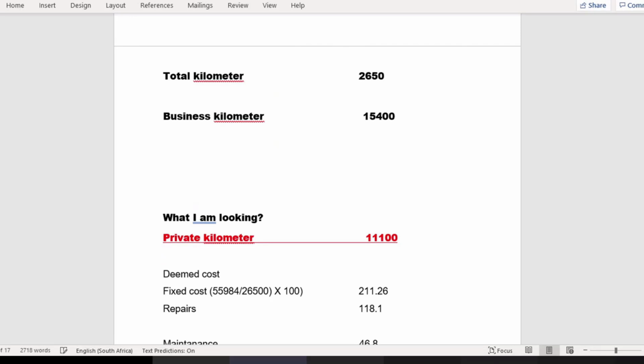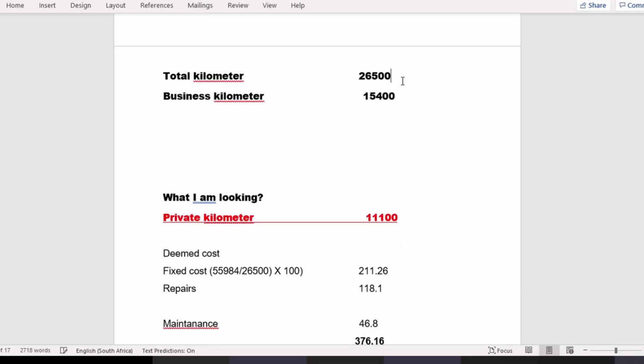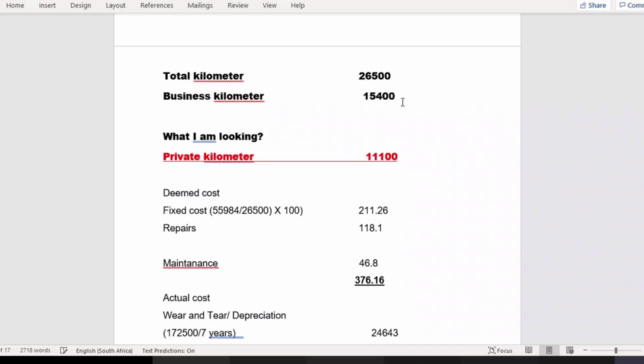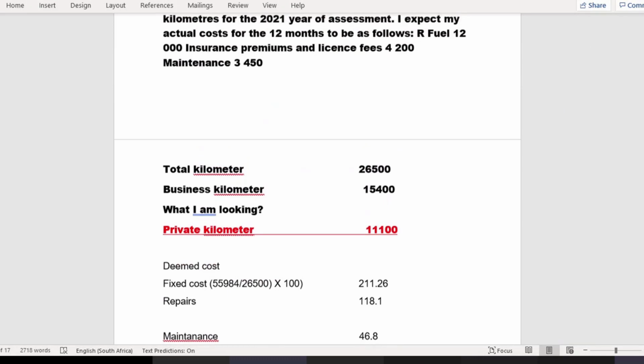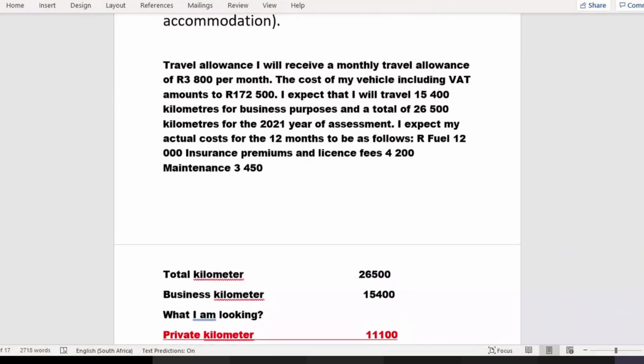Thereafter, we go down to the deemed cost and actual cost. I think that's where I lost you. Let me just adjust it. Okay, let's go to the question. Here's the question. Can you see it?